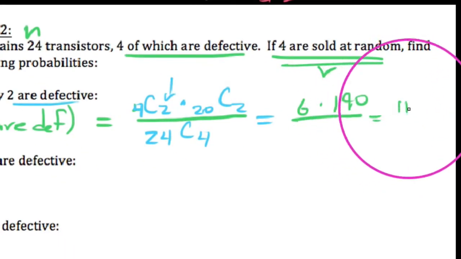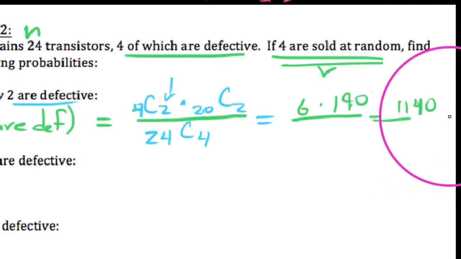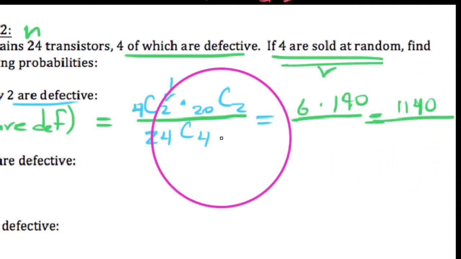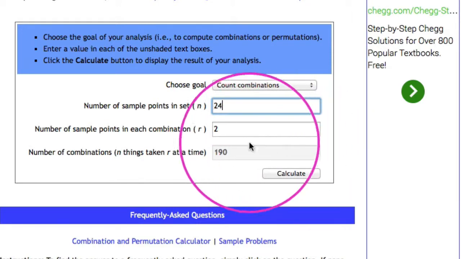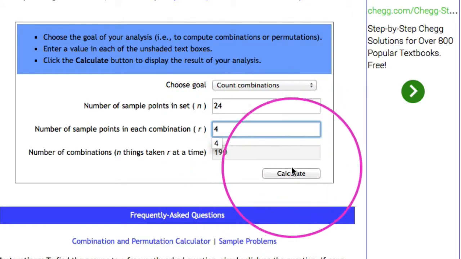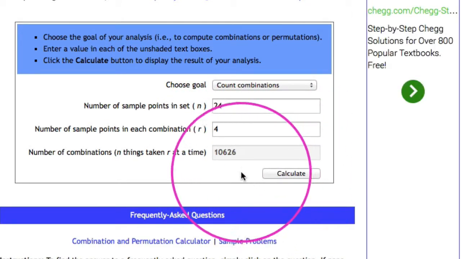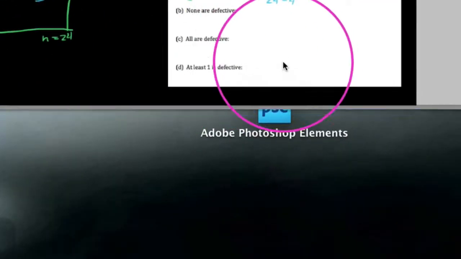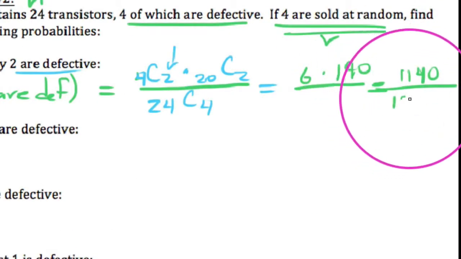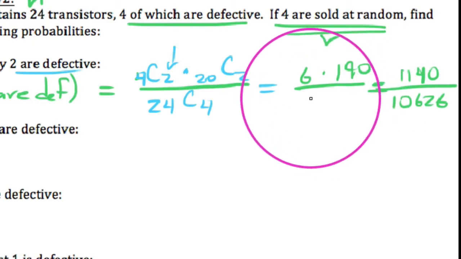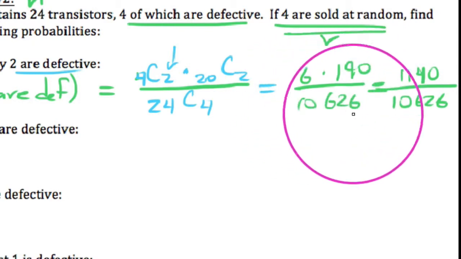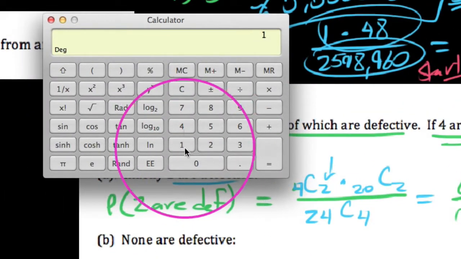So we say 1140. Now we need to calculate the sample space size, which of course is going to be bigger. We say 24 choosing 4. We put 24 in the N field and 4 in the R field. We get 10,626, which is rather big. We could figure this out, and I do want to figure this out. You should always put it in a calculator.